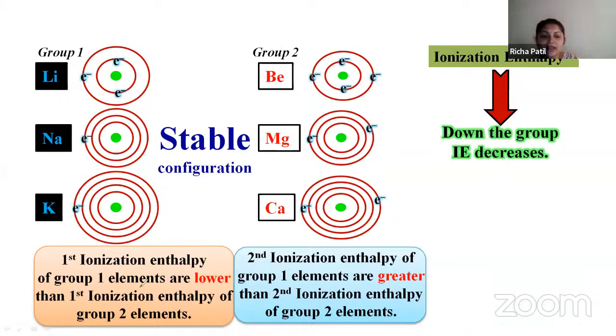So the first ionization enthalpy of group 1 elements is lower than the first ionization enthalpy of group 2. With respect to second ionization enthalpy, that of group 1 elements is greater than the second ionization enthalpy of group 2. So this is the reason for ionization enthalpy.